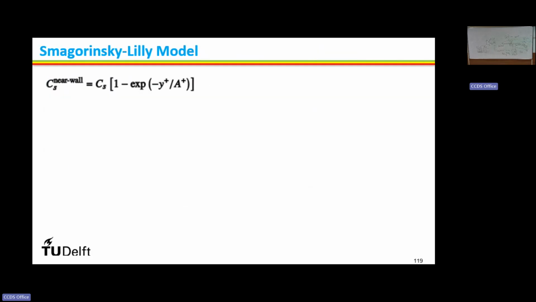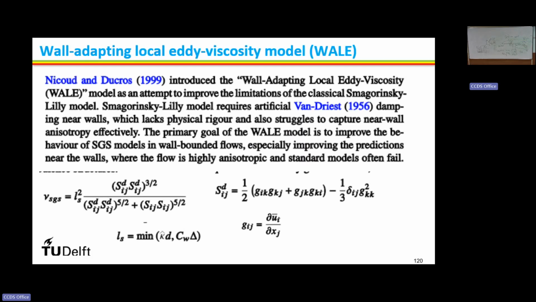Unless we damp it, the eddy viscosity is going to give a large value near the wall. It is supposed to boil down to 0 near the wall, right? Near the wall the flow is supposed to be laminar, right? Once we use the Smagorinsky-Lilly model with the Van Driest damping function, that triggers some kind of numerical error. To address those issues, Nicoud and Ducros proposed a model they call the wall-adapting local eddy viscosity model, or popularly known as the WALE model, right?